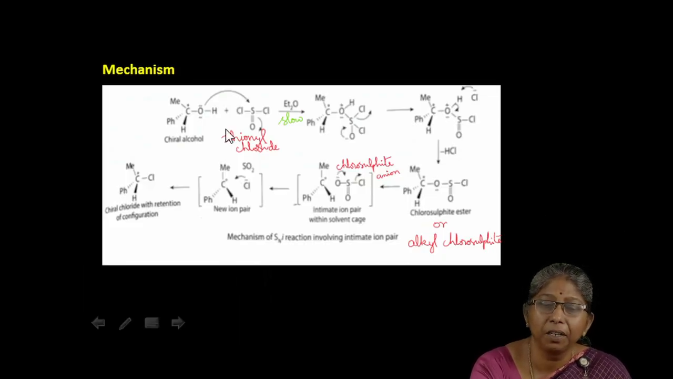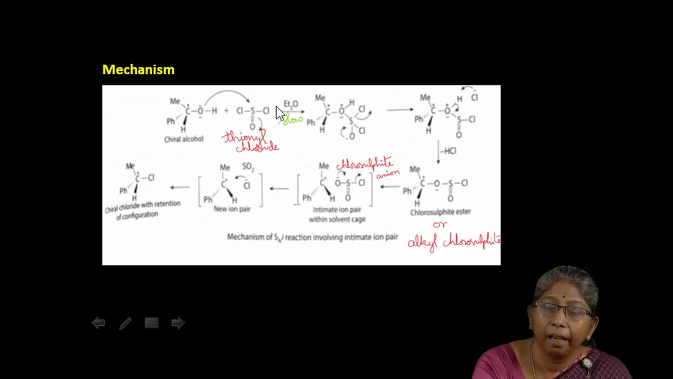What happens in the first step: the thionyl chloride and the alcohol react, and this oxygen being highly electronegative attracts the sulfur, or we can say sulfur, being highly electrophilic because of the presence of two chlorine atoms and one oxygen atom, acts as an electrophile and is ready to accept two electrons. The reaction between alcohol and thionyl chloride takes place in the presence of ether, and this step is the slow step, which is called the rate determining step. In this step, the sulfur is attached to oxygen, so that oxygen carries a positive charge.